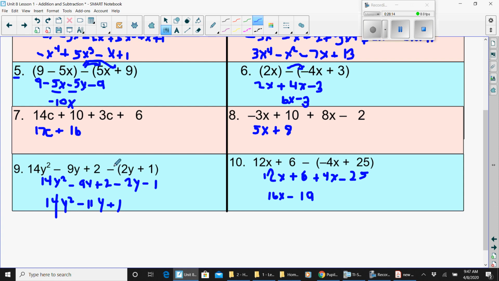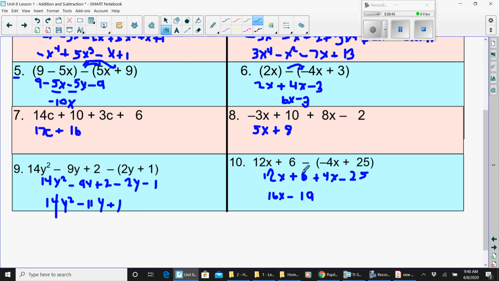And there's the negative. You have to go ahead and do the distributive property, and I did, and I changed everything to the opposite sign of what it was. So then I combine like terms. There is no other x squareds, so it's 14y squared. There's no other y squareds, and there's 14y squared minus 11y, because negative 9y minus 2y is negative 11y, and then plus 2 minus 1, positive 2 minus 1 is positive 1.